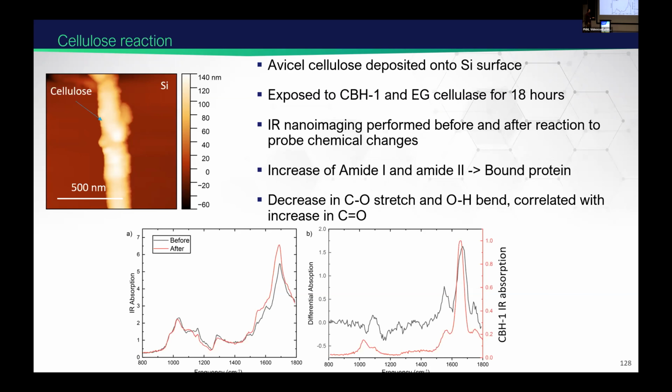After minus before, we see peaks at 1650 and 1540. That's consistent with the CBH1 peaks, which indicates that there's protein adsorbed to this cellulose. And we also see a decrease in peaks at 1040 and about 1180. These are consistent with CH or CO stretch, and the decrease in those two peaks correlated with the protein adsorption, and a weak increase in the C double bond O. So this is giving us some evidence that there's actual chemical change to this cellulose upon reaction.